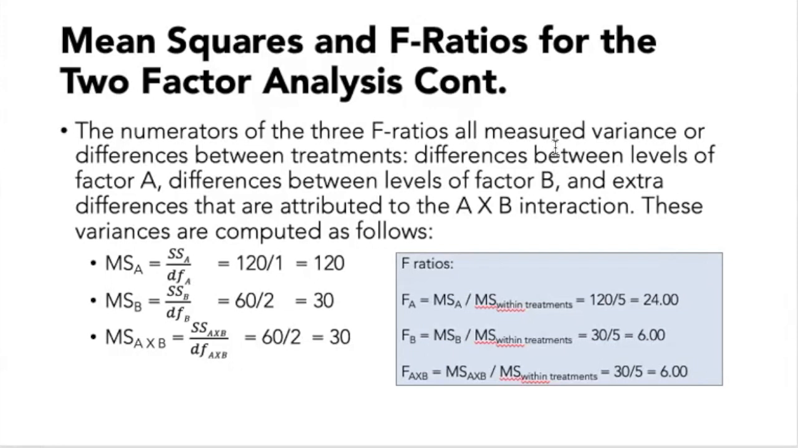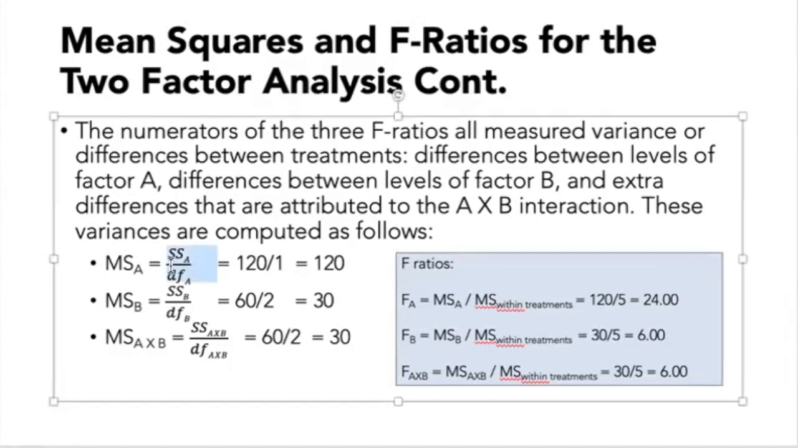Now, for this, first you have to calculate mean squares A, mean squares B, and mean squares A into B. Mean squares A is calculated by sum of squares A divided by degrees of freedom A, like this. So sum of squares A is 120, degrees of freedom A is 1, that would be 120. Mean squares B, sum of squares B divided by degrees of freedom B, that is going to be 60 divided by 2, that is going to be 30. For the interaction, sum of squares A into B divided by degrees of freedom A into B, that is 60 divided by 2, that is 30.